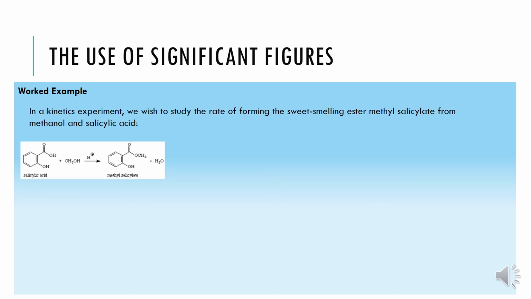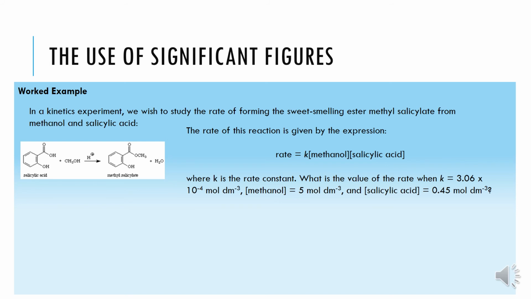Let's imagine that we are studying a kinetics experiment, and we wish to study the rate of formation of this sweet-smelling ester, methyl salicylate, from the combination of methanol and salicylic acid. You can see the reaction scheme in the white box there. We can express the rate of this reaction as k, the rate constant, multiplied by the concentration of methanol, multiplied by the concentration of salicylic acid. And you may remember these kinds of equations from your studies at A-level or college.